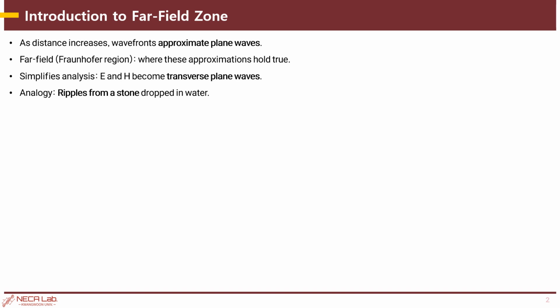A good way to visualize this is by thinking about dropping a stone in water. At first, the ripples are curved and close together, but as they spread out, they look more like flat lines. That's the same idea with electromagnetic waves in the far field.